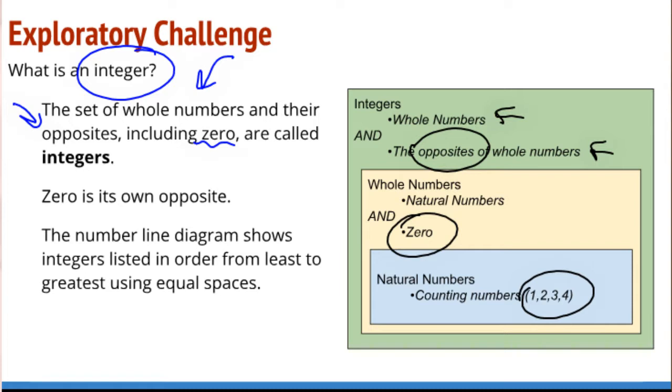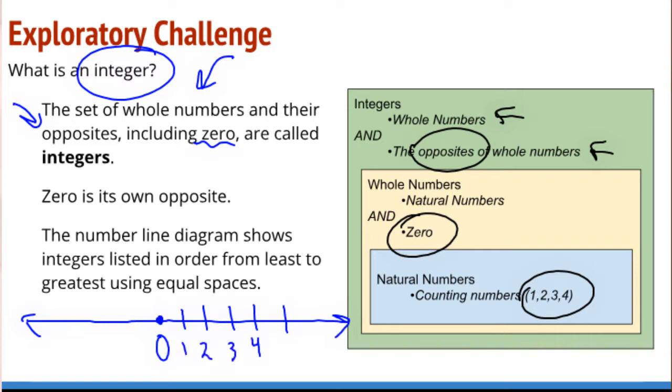And a number line diagram shows integers listed in order from least to greatest using equal spaces. So if I were to create a number line, here's 0, 1, 2, 3, 4, 5, -1, -2, -3, -4, -5. So here I've got the whole numbers. I've got 0, and then I've got the counting numbers, 1, 2, 3, 4, and 5. But then we're going to include the opposites. And these integers are listed in order from least to greatest.